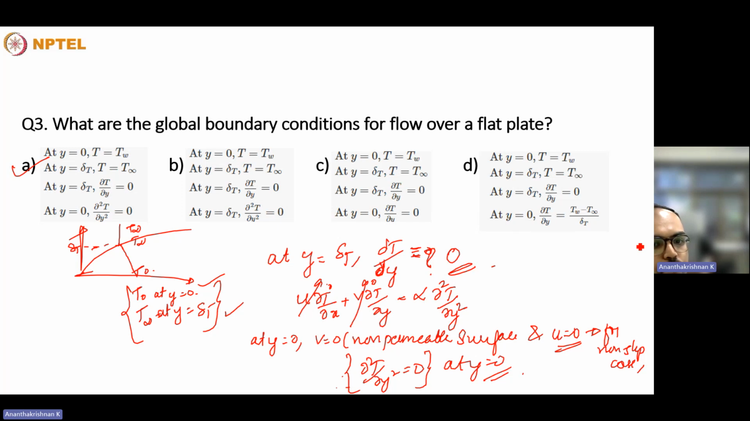And then dou square T divided by dou y squared equal to 0 at y equal to delta T. That is wrong, because if you put y equal to delta T, the second term will be equal to 0. What about the first term? u dou T by dou x is equal to alpha dou square T divided by dou y squared. In that case, u will not be equal to 0, and dou T by dou x will also not be equal to 0. It can predict the variation of the temperature in the x direction at that particular point.